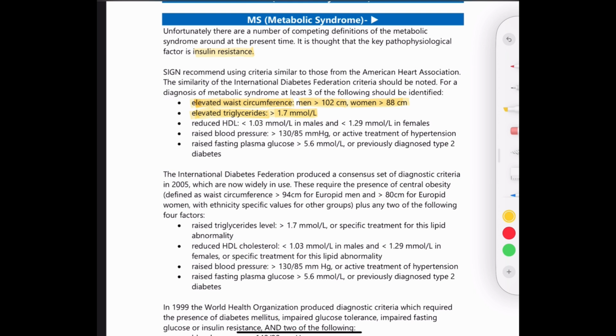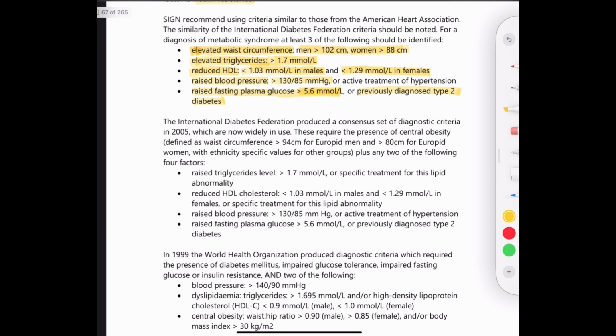Another is reduced HDL, which is less than 1.03 millimole per liter in males and less than 1.29 millimole per liter in females. Then, raised blood pressure, greater than 130 by 85 mmHg, or active treatment of hypertension. Raised fasting plasma glucose greater than 5.6 millimole per liter, or previously diagnosed type 2 diabetes.